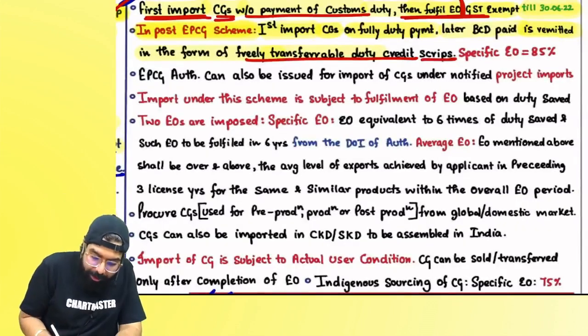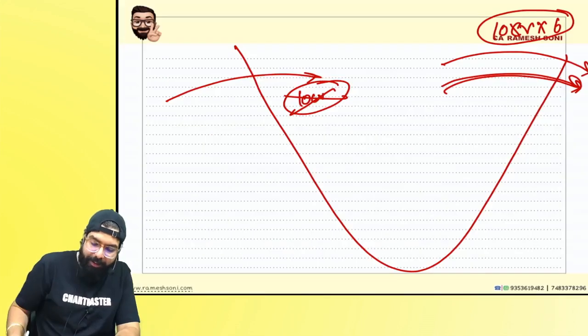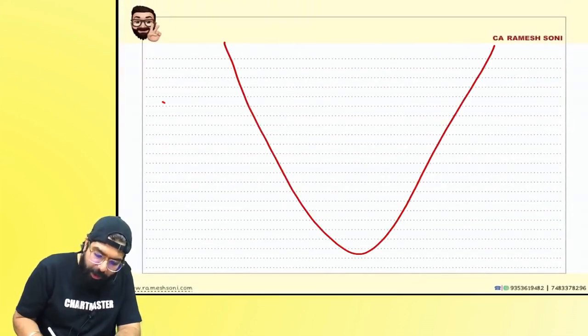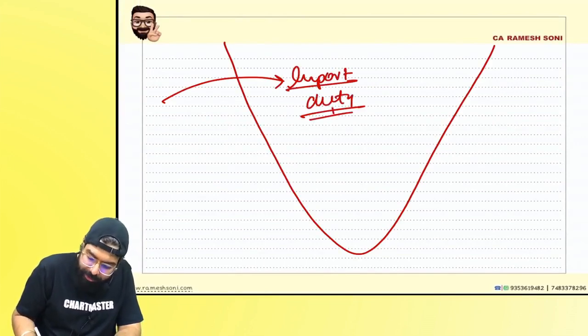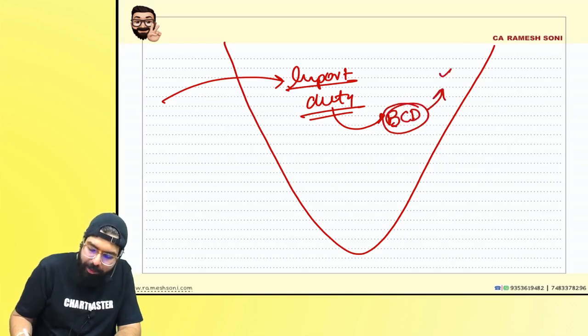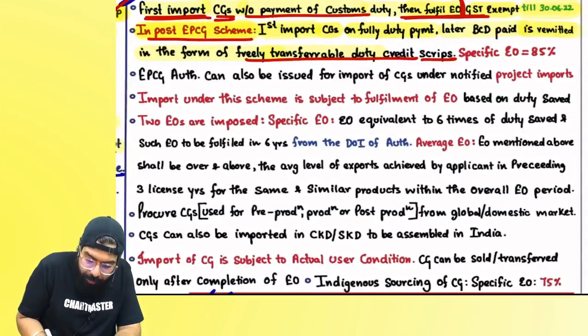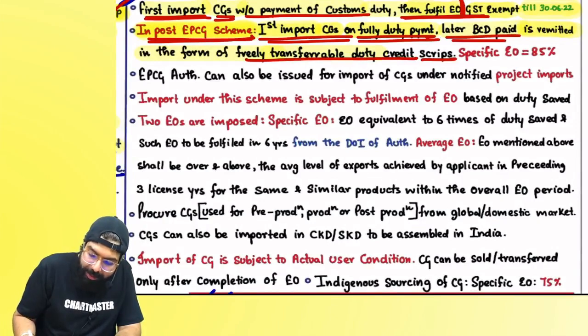Everyone over here now, they are telling, what is post EPCG scheme? You go ahead and import. When you import the capital goods, you pay the duty. Later, whatever basic custom duty was paid, they will give it back to you in the form of scrips. See, in post EPCG scheme, first import capital goods on duty payment, later the basic custom duty is remitted in the form of freely transferable duty scrip.